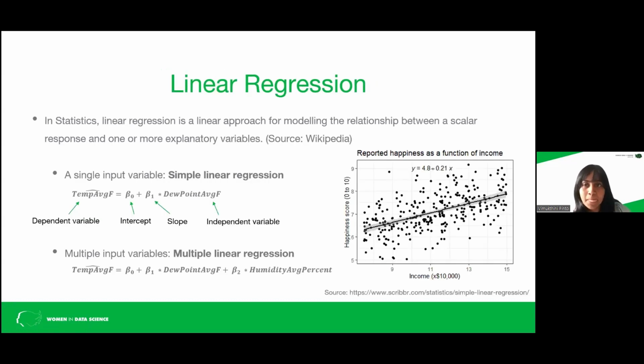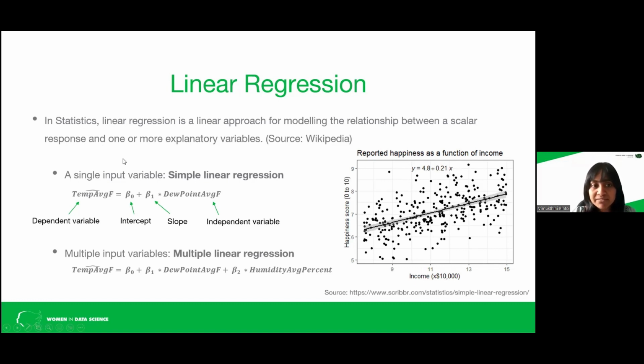Okay, so let me start with linear regression. What is linear regression? In statistics, linear regression is a linear approach for modeling the relationship between scalar responses and one or more explanatory variables. Explanatory variables are the ones we call independent variables, or x's. And the response variables are our y variables, or the dependent variable.